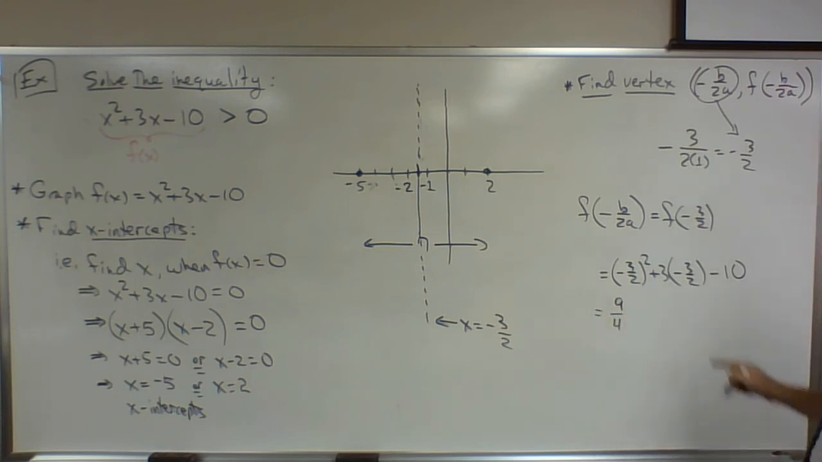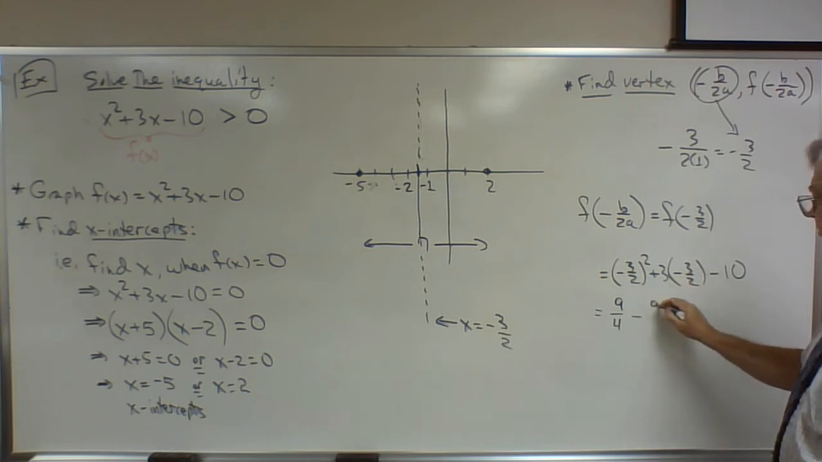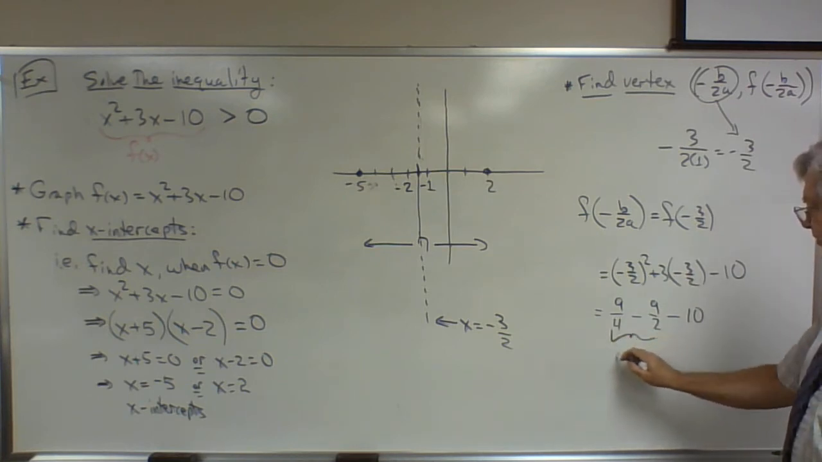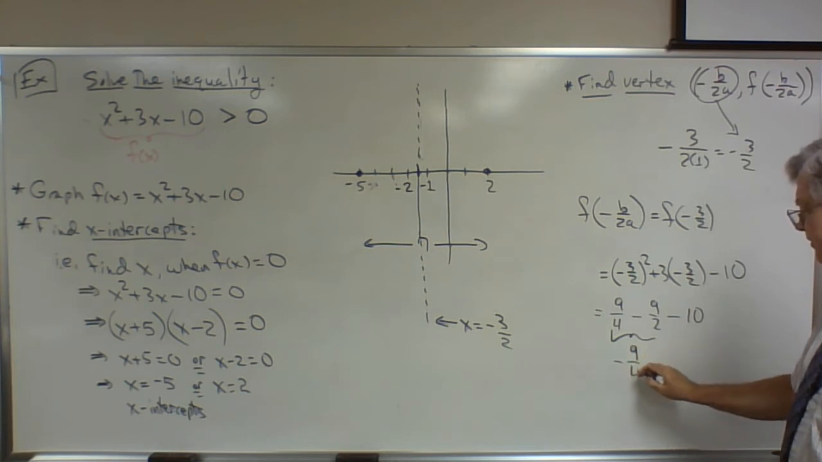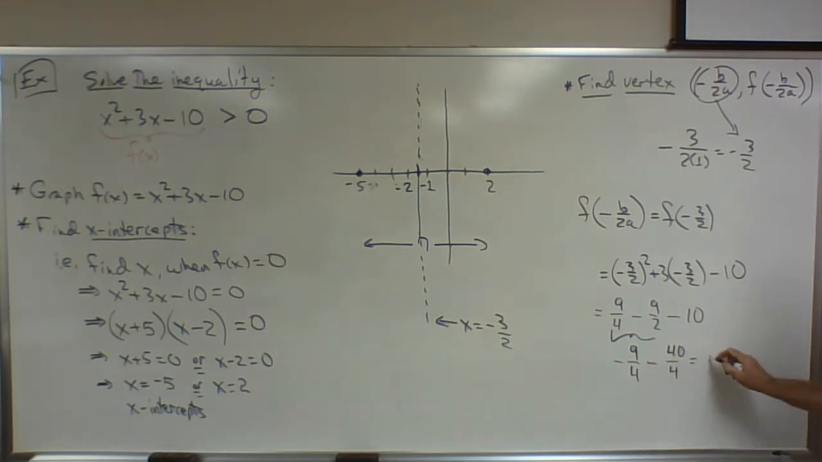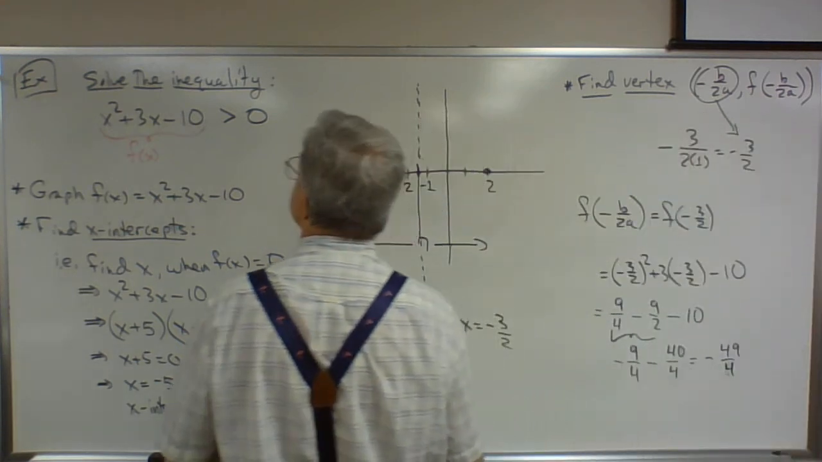9/4 minus 9 halves minus 10. Holy moly. Let's see, this is negative 9/4. And 10 is negative 40/4. So negative 49/4. Yikes. 49/4. So that is almost negative 25. Son of a gun.